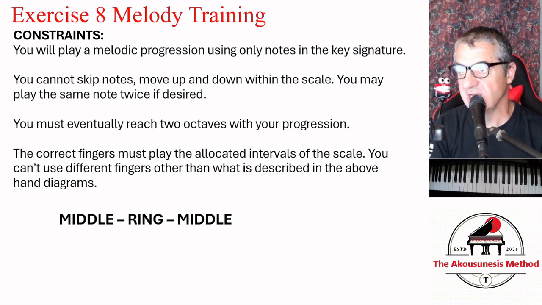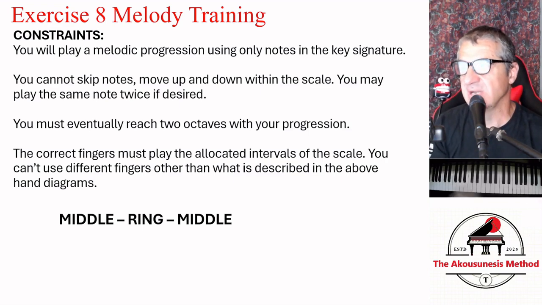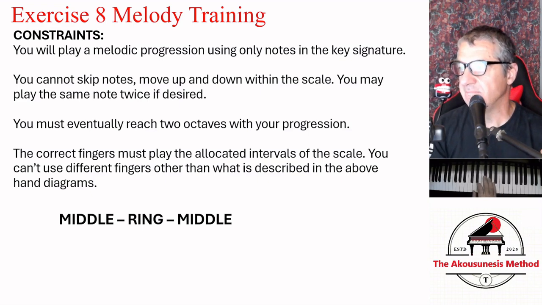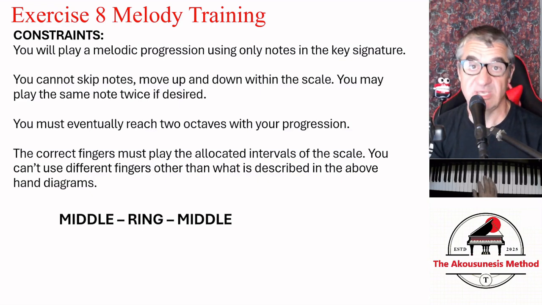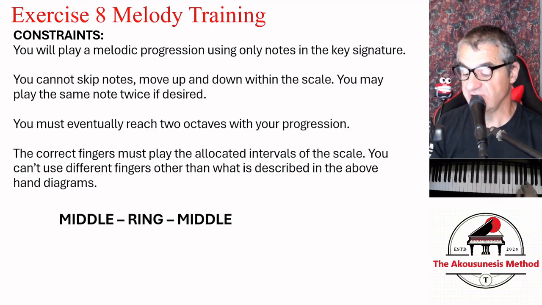So here are the constraints for this exercise. We're going to play a melodic progression using only notes in the key, right? You can't skip notes, okay? You can't just jump like... You have to rise up the scale, okay? You may play the same note twice, so you can go... Okay? You must eventually reach the 2 octaves, so we want to go right up the top.